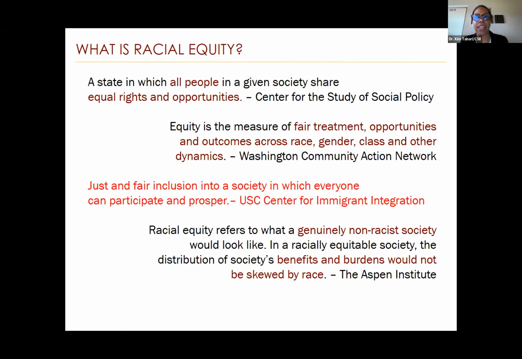So giving a little bit of a definition on racial equity, I'm sure many of you have seen definitions, and this is just a sampling and how we at CSII define racial equity: ensuring that just and fair inclusion into our society in which everyone can participate and prosper. And also a big part of our work is also combating anti-Black racism.